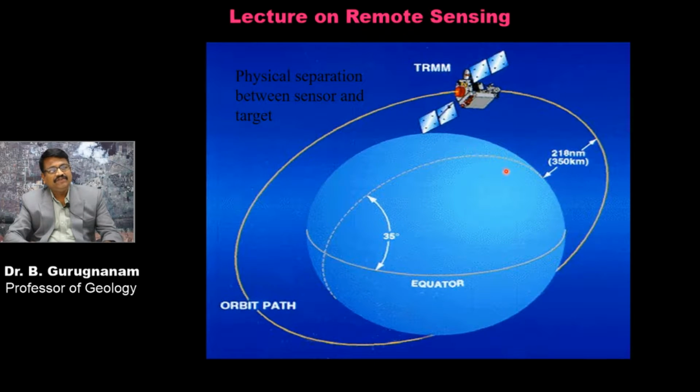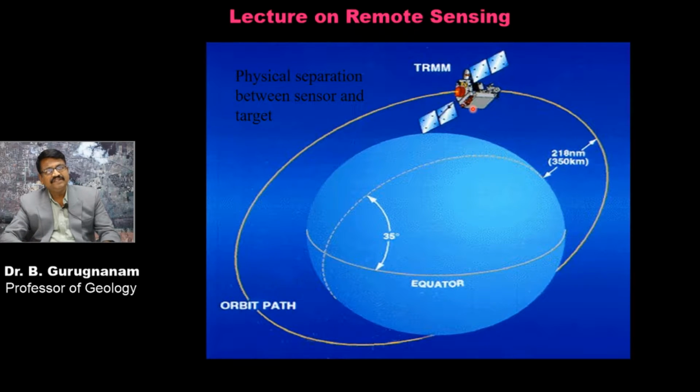So you have Earth, the global Earth is there. This is the equator. You have satellites revolving. There are two types of satellites, of course, that we will see later. Normally it revolves at 900 kilometers. Of course, they have given the figure of 350 kilometers for TRMM and other satellites which were kept here. Normally, the sun synchronous satellite revolves north south around 900 kilometers from the ground. So this is the physical separation between the sensor and target.